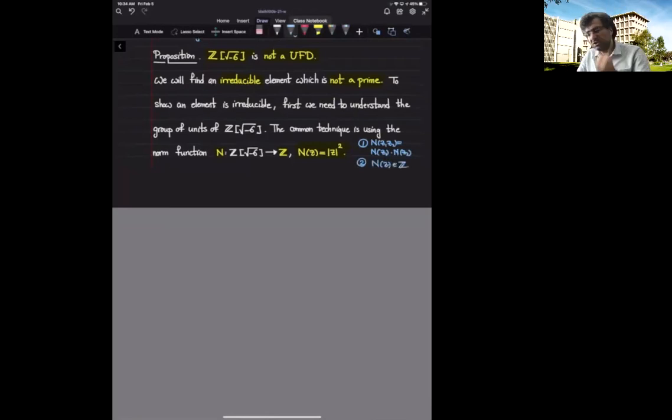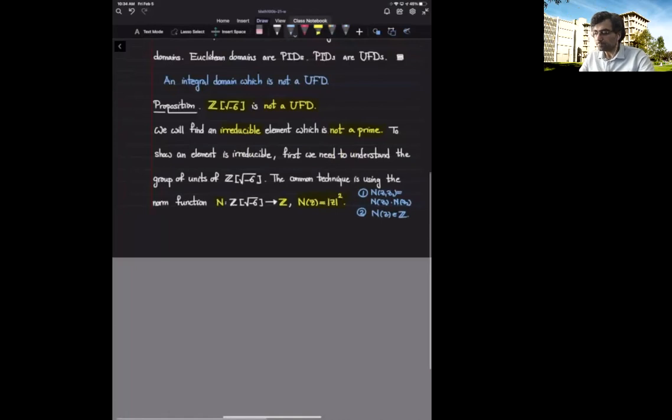So whenever we have such a map, this can help us to understand the units. Maybe not completely, but slightly. So if I have a bit more information about the norm function, then we can more or less give a description of units based on this n. Okay, so let's see how this n can help us in this particular example.